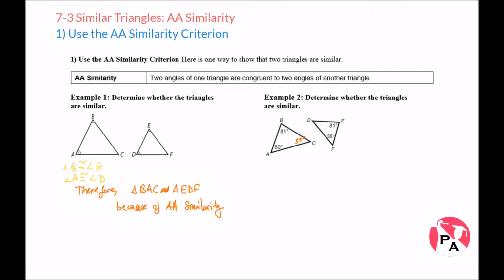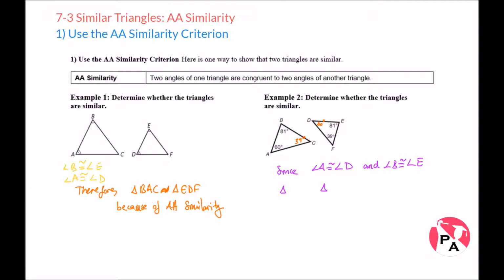And then do the same thing for the second triangle. 180 minus 81 minus 39 is 60 degrees. So now if you look at the angles, we have two pairs of angles that are congruent to each other. Let's just make a list of any two angles that are congruent. Since angle A is congruent to angle D because they both are 60 degrees, and angle B is congruent to angle E because they both are 81 degrees, the triangles are similar.